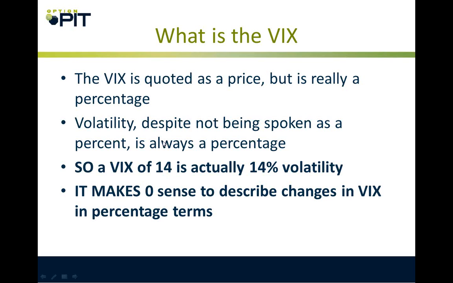The VIX is quoted as a price, but it is really a percentage. It's like a batting average, if you will. Volatility, despite not being spoken as a percent, is always a percent. So a VIX of 14 is actually 14%.